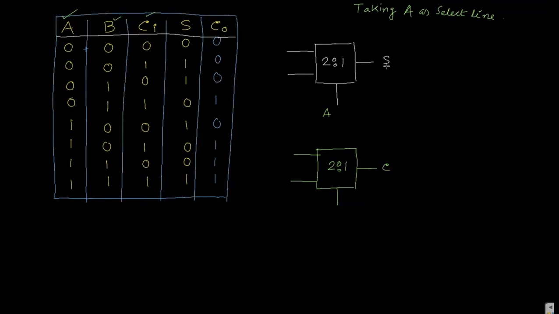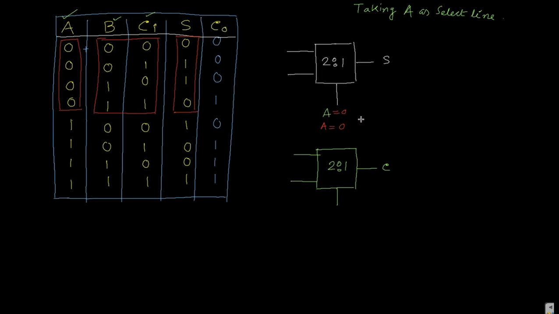Now, if we draw the circuit of S, that is the sum, then you consider the select line as A becomes 0 or A becomes 1. So for the first 4 cases, A becomes 0, and for that A becomes 0, the remaining inputs are B and Ci, and the output we consider as S. So we can deal with these 4 tables.